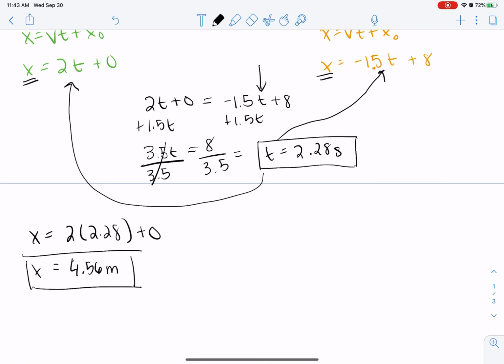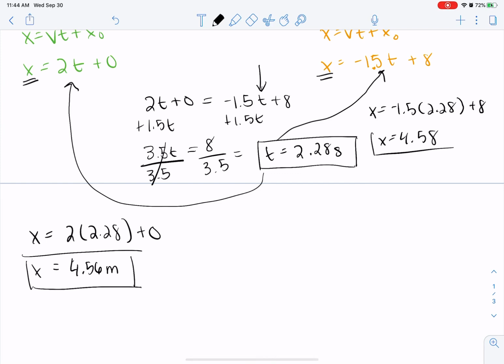Okay, let's show that it would be the same. So here, using this equation, I'm going to say x equals negative 1.5 times 2.28 plus 8. Put this in a calculator, and I get x equals 4.58.